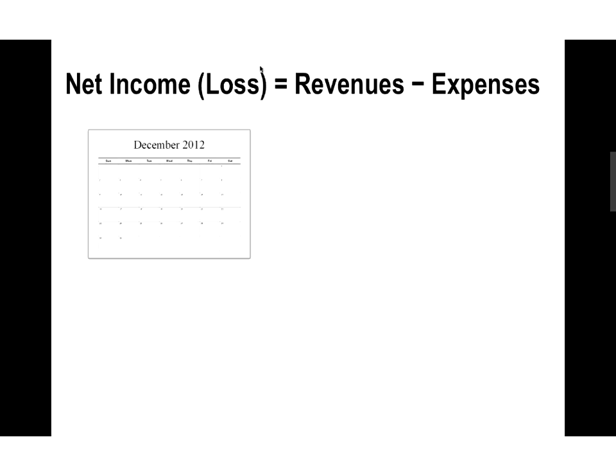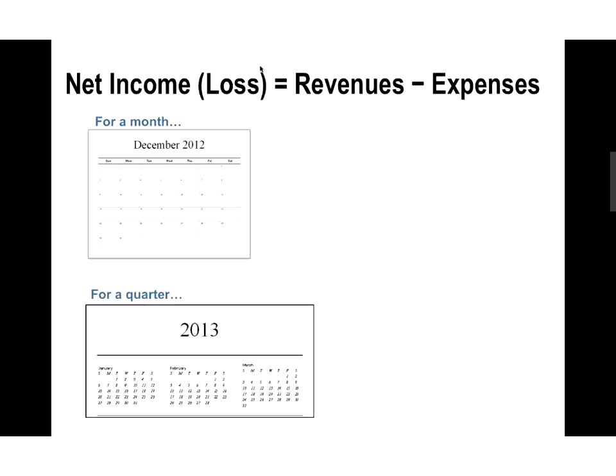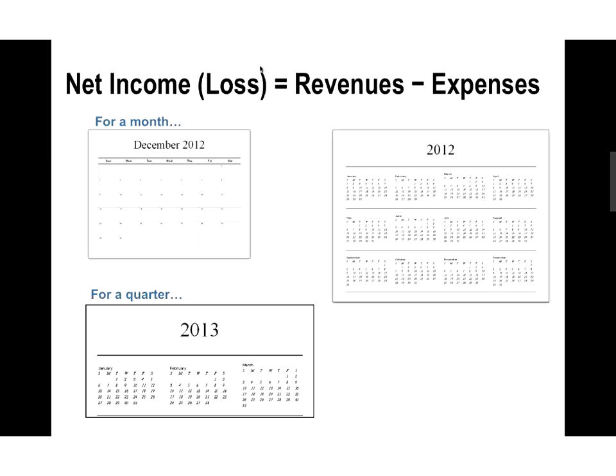So you've got two main equations from today. You've got assets equal liabilities plus equity. You've got net income is revenues minus expenses. Net loss is if it's negative. When we measure income, it can be for a month, a quarter, or a year.